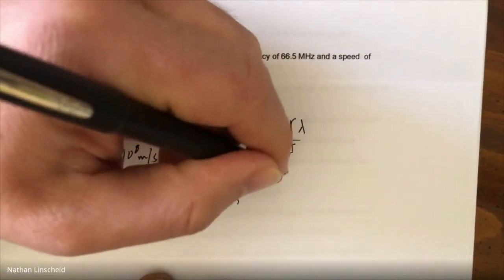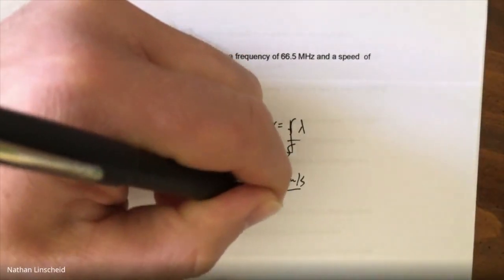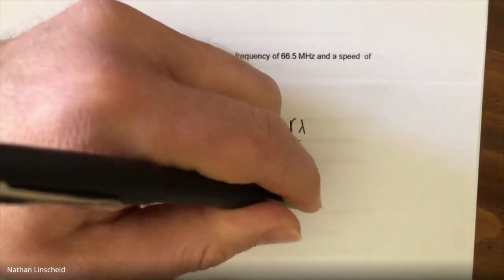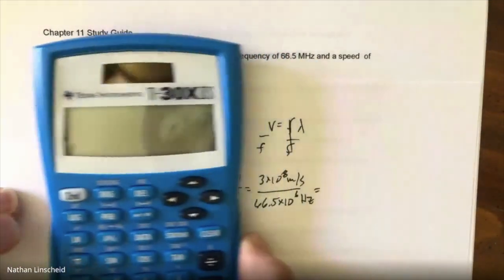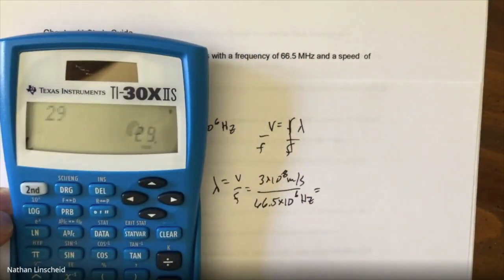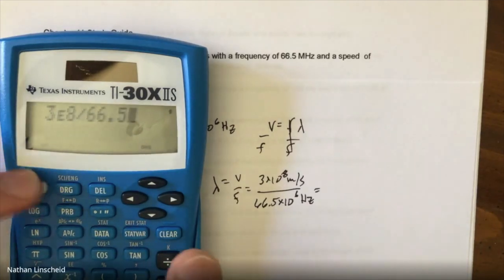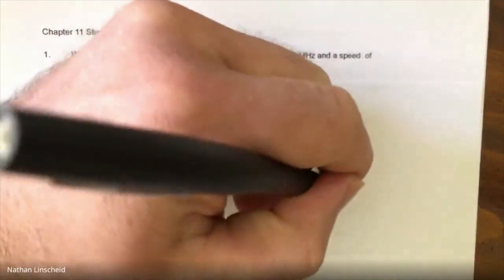And then substitute your numbers in, 3 times 10 to the 8th meters per second over 66.5 times 10 to the 6th hertz. And then get our calculator out here to do this one. So 3 times 10 to the 8th divided by 66.5 times 10 to the 6th. And that's 4.5 meters.